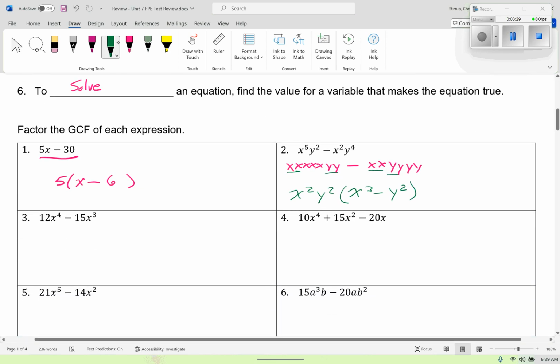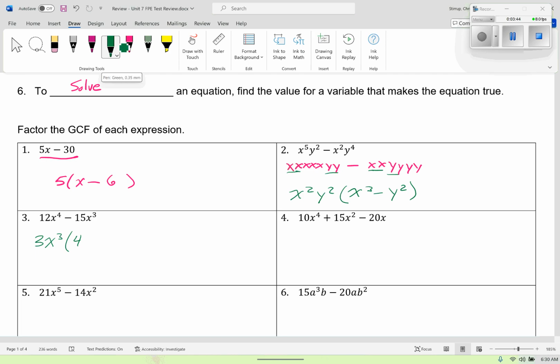Number 3, we're going to look, what do we have in common between these two? And I'd say a 3 can come out of both, because 3 goes into 12 and 3 goes into 15. And then I could take x to the third out. So if I take 3 out of 12, I'm left with 4, because 3 times 4 is 12. And if I factor x to the third from x to the fourth, there's a single x left, minus. If I factor a 3 out of 15, I'm left with 5. And all the x's come out, so it's factored.